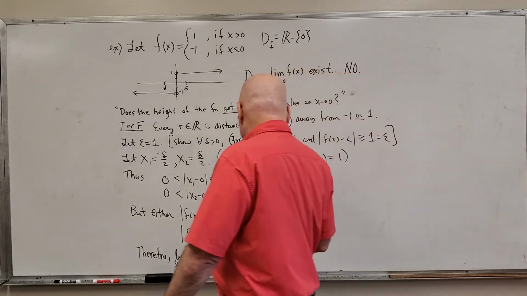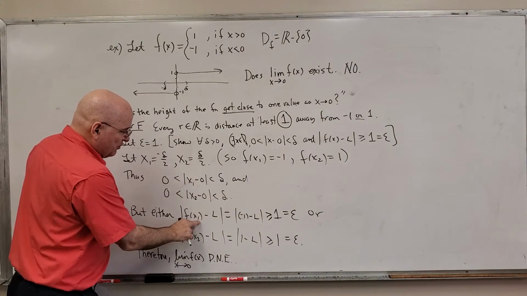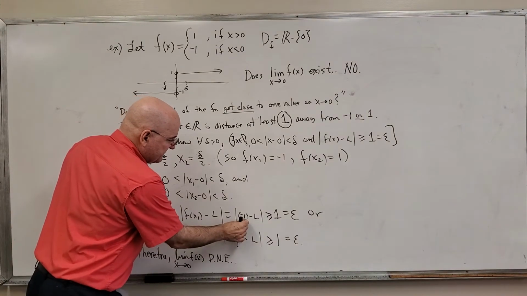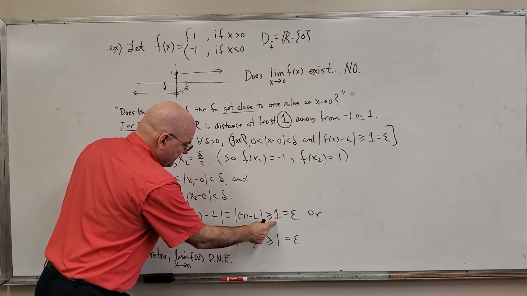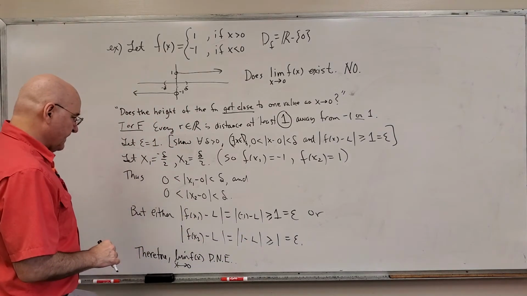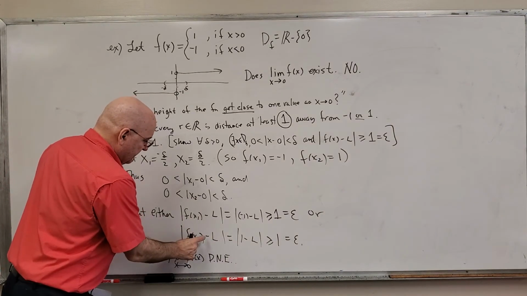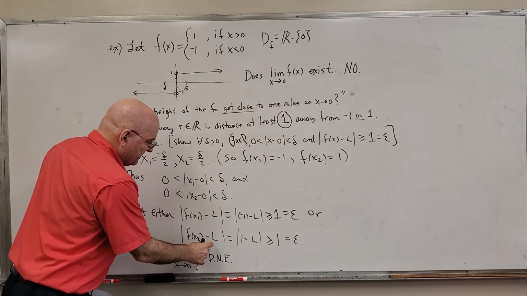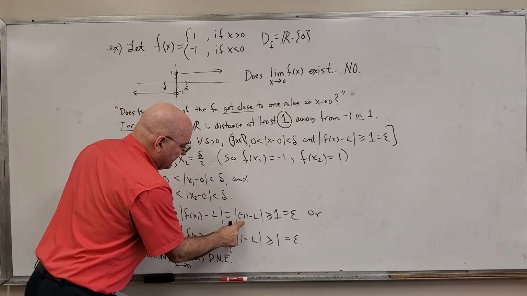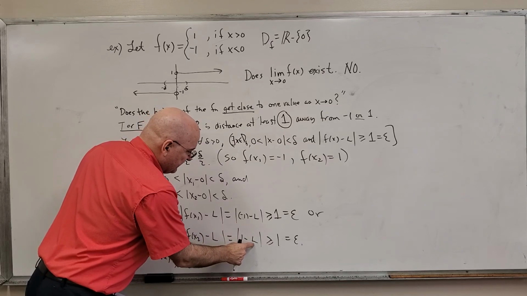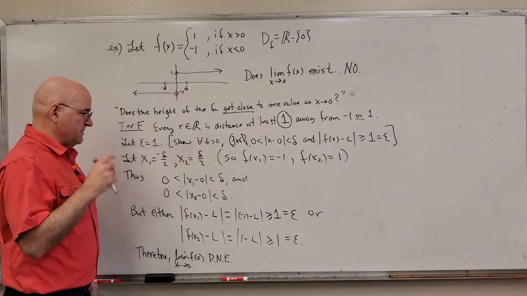Just to make sure there's no question about what we did here. Here I replaced f of x1 with negative 1. So that's the distance between negative 1 and L is at least 1. This one might look a little bit different. The distance between f of x2 and L is 1 minus L. So the distance between L and -1 and the distance between L and +1, one of them has to be at least 1.